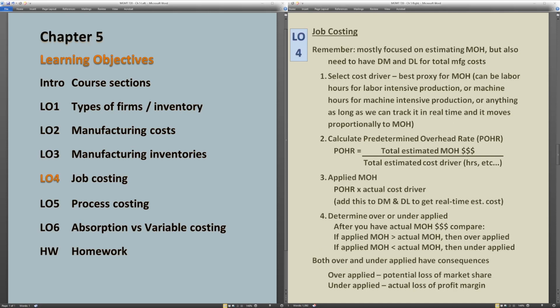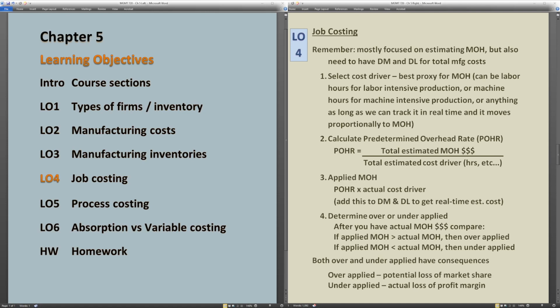Okay, so now that we have the basic understanding of product costs, direct materials, direct labor, manufacturing overhead, let's go ahead and tackle the first of the two methods, the job costing method. Remember, job costing method is focused on unique items like building boats or building homes, building high-end cars, anything that's unique and that is done sort of start to finish.